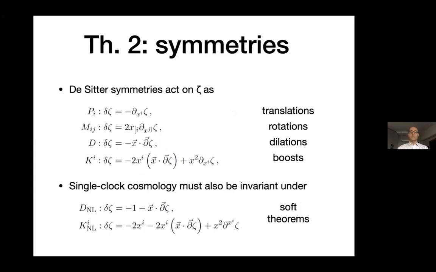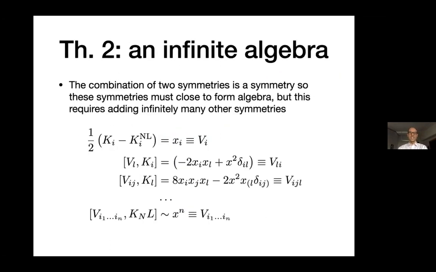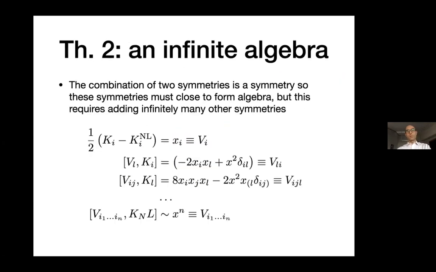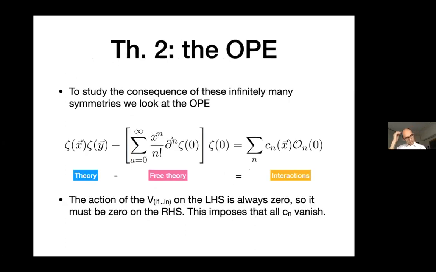And now this set of generators is just too much. The algebra corresponding to this is an infinitely large algebra, with infinitely many generators. You can see this by commuting K with K nonlinear, you get something new, which I call V, and then you commute V with K and you get something new, and so on and so forth. There are infinitely many new generators, and they all correspond to shifts of zeta by a polynomial in X of arbitrary order. So you might already guess that there's going to be no theory that is invariant under this except for the free theory. And that's indeed the case.